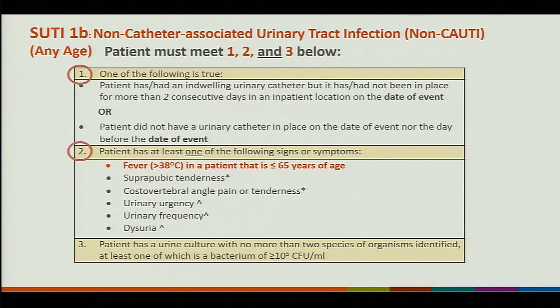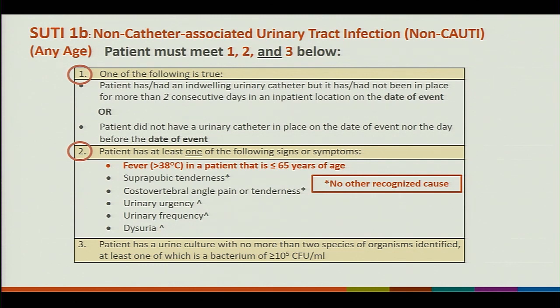The patient has at least one of these signs or symptoms. So there's that fever again. So let's talk again about that fever. In older adults, specifically non-catheterized patients who have a fever with no other localized signs for UTI, there is a cause other than UTI in 90% of the cases. Therefore, we have this age limit on fever in SUTI 1B. If you have a fever, that patient needs to be less than or equal to 65 years of age.